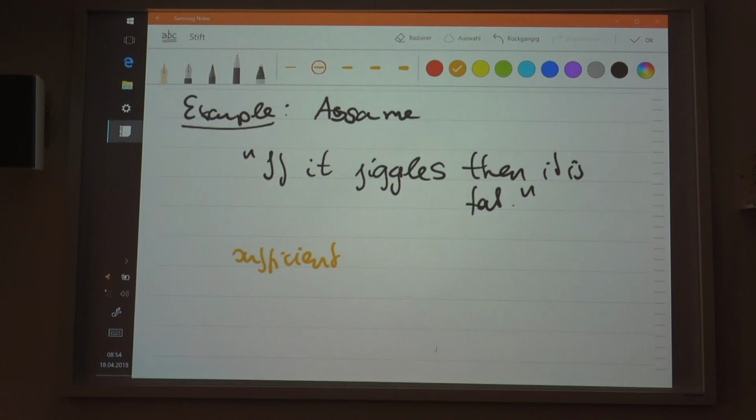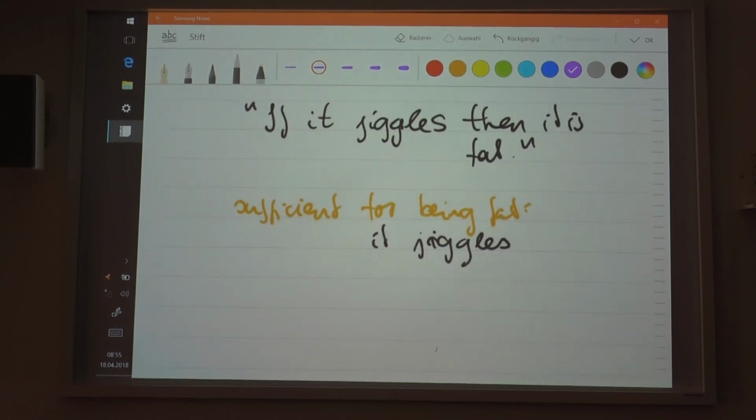So here, in this case, sufficiency: what is sufficient for being fat? Jiggling is sufficient for being fat. And what is necessary to jiggle?